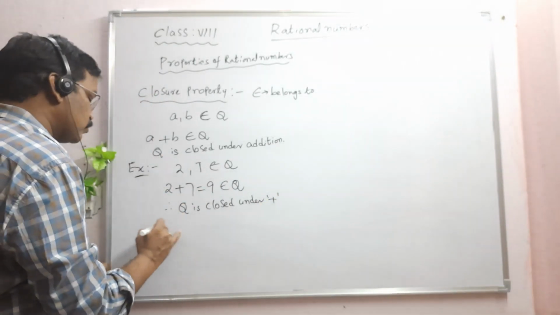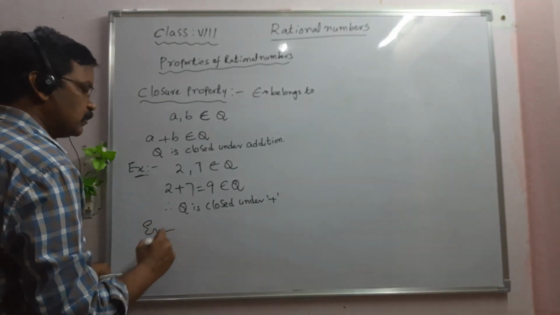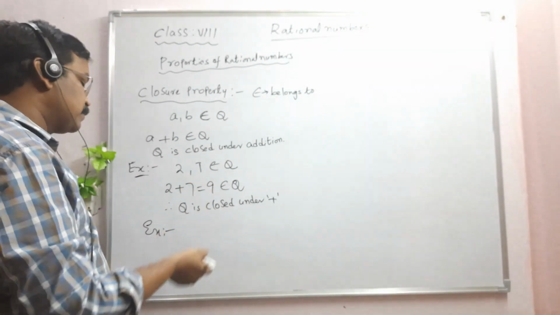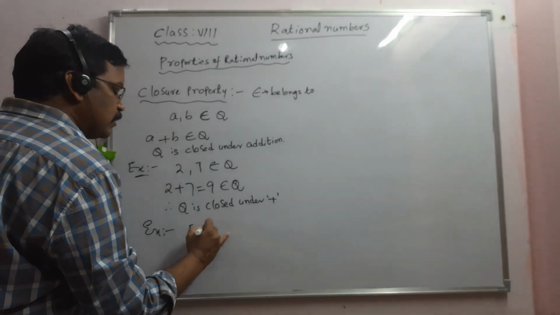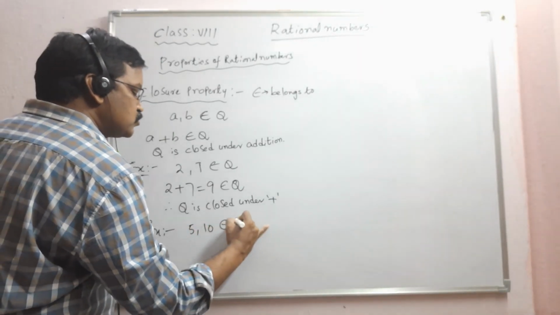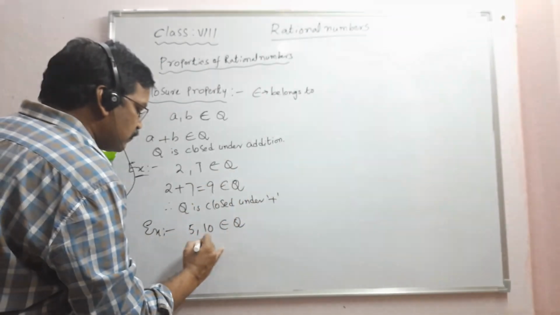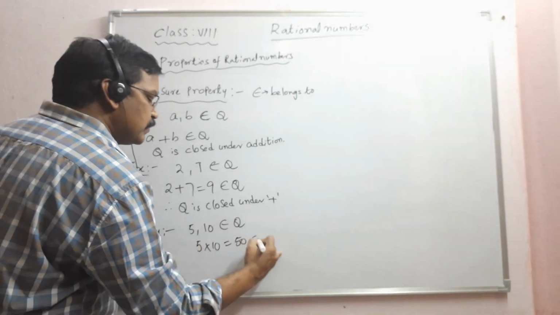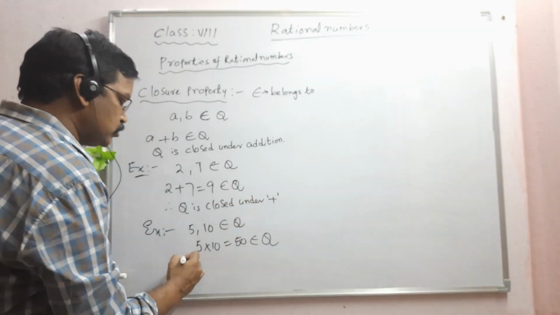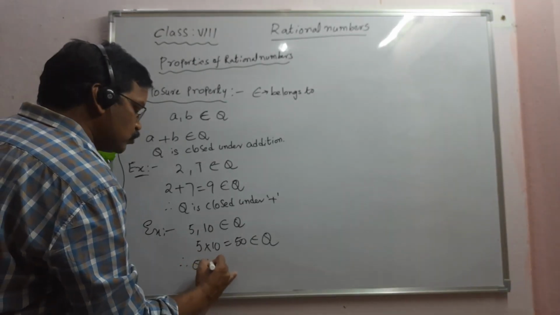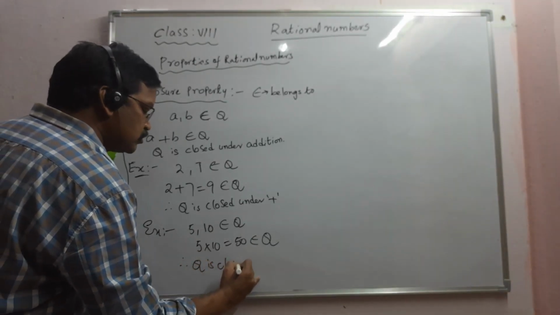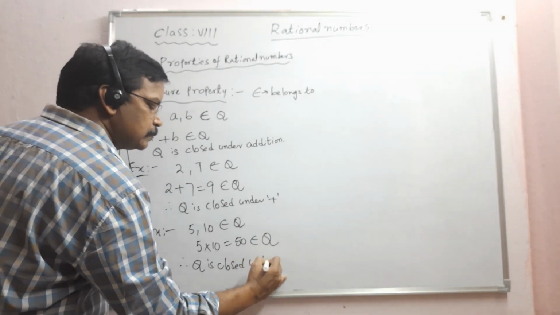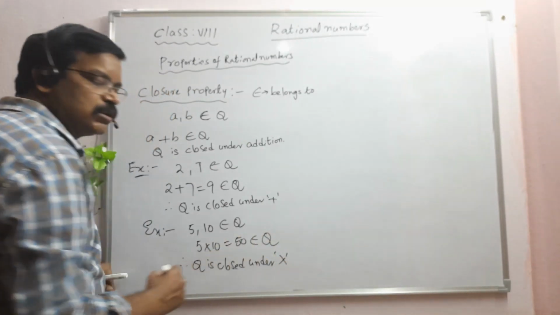Similarly, you can take one more example with respect to multiplication. 5, 10, they belong to Q. See, 5 into 10, 50. So 50 also belongs to Q. Therefore, this Q is closed under multiplication.